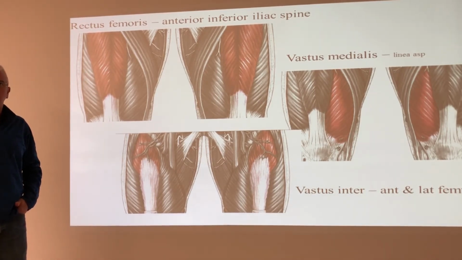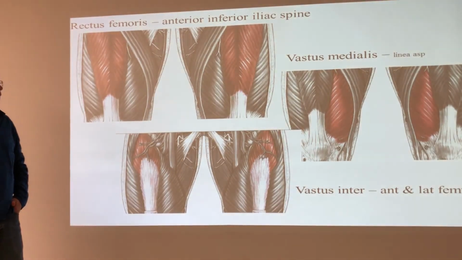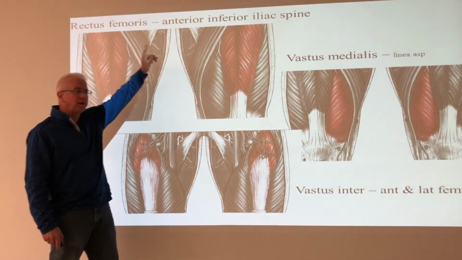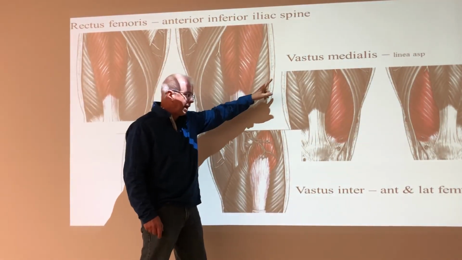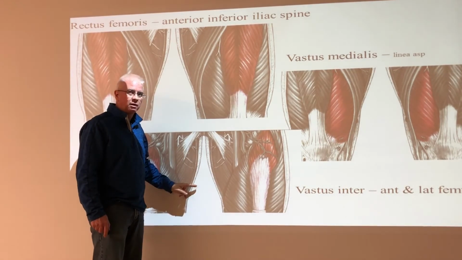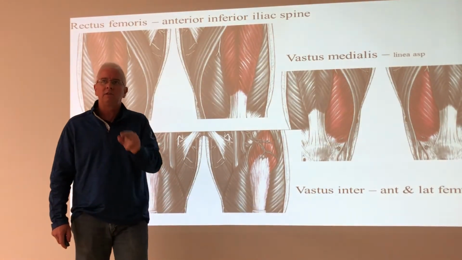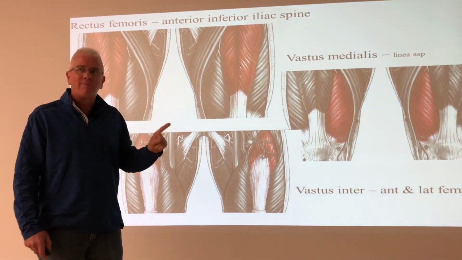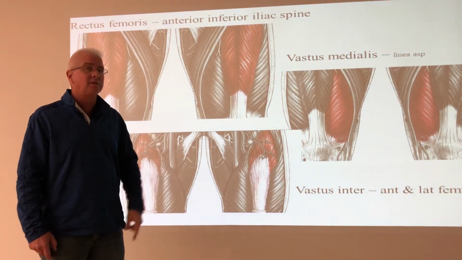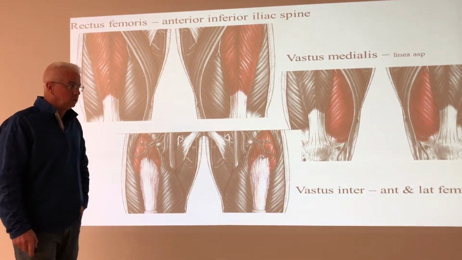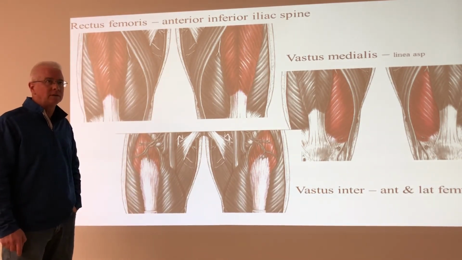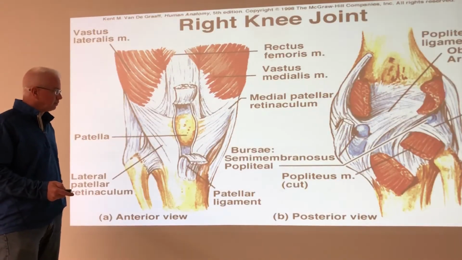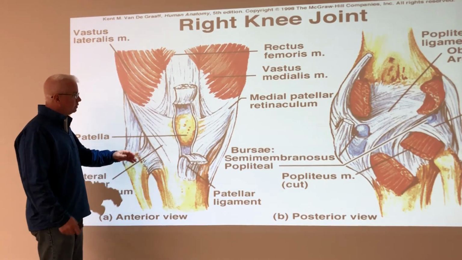Now, what am I missing with each one of these descriptions? I had this one on the greater trochanter, the linea aspera. This one on the iliac spine. This one on the linea aspera, and this one on the femur itself. What I'm missing is the distal attachment. And the easy part of this is all 4 of these muscles have the same distal attachment. They all attach to the tibial tuberosity. Now I'm going to skip ahead for just a minute and show you that. I'm going to come back. So skip ahead 2 slides.